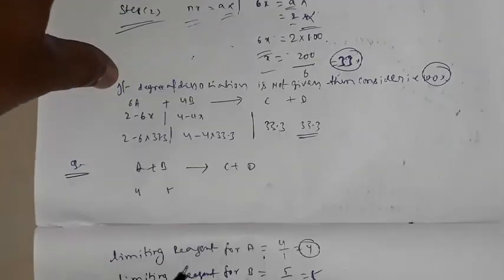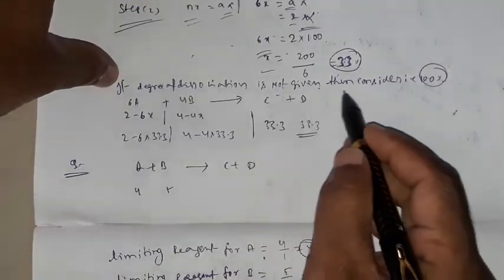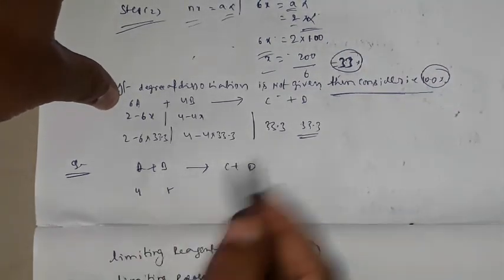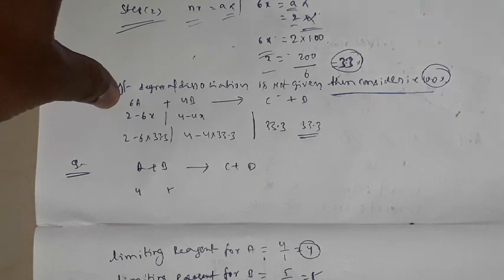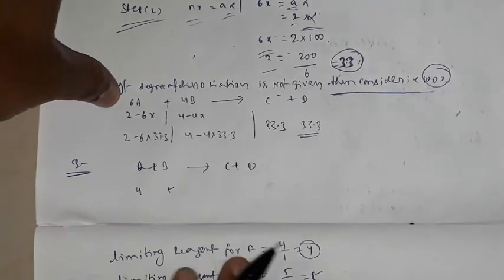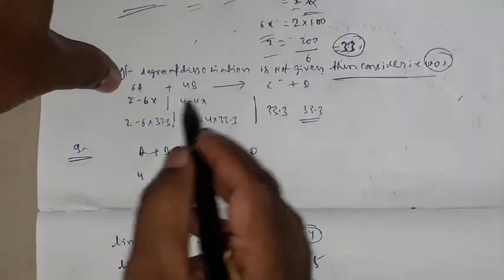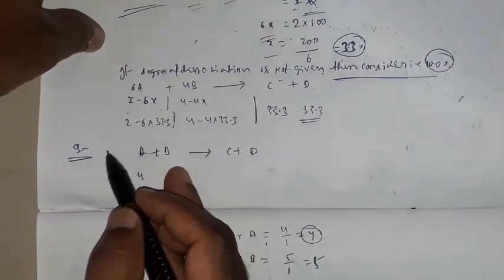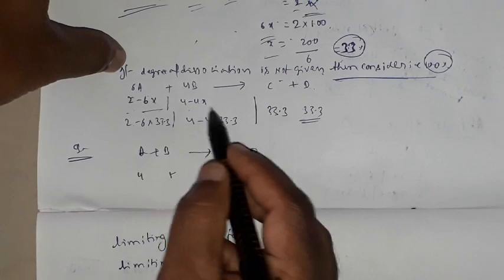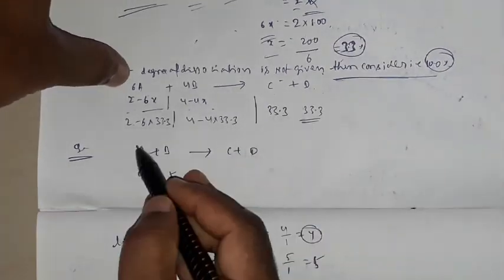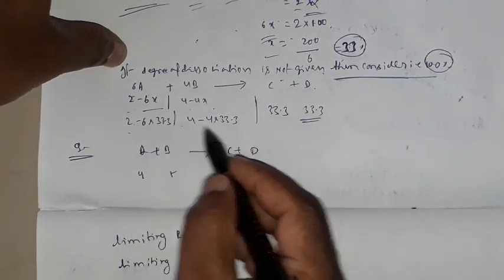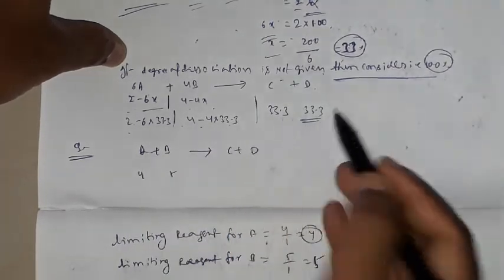Next, if the degree of dissociation is not given, then consider 100%. Then you are going to find the number of moles of A, B, C, D. See one more example: 6A plus 4B gives C plus D. Then 2 minus 6x, and 4 minus 4x, 0 moles, 0 moles. Then 2 minus 6 into 33.3, 4 minus 4 into 33.3, 31.